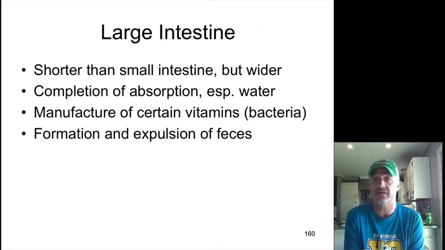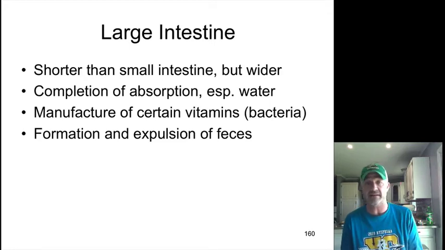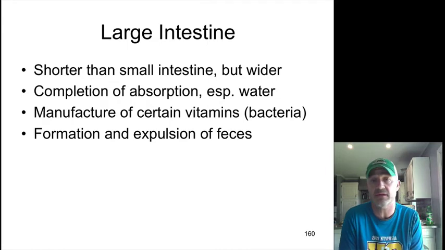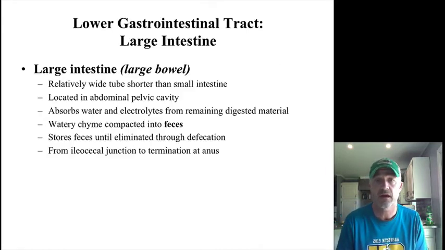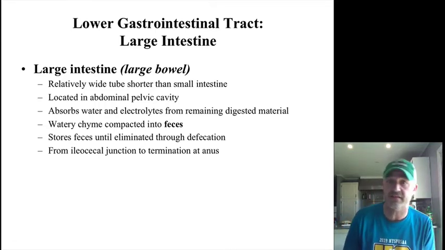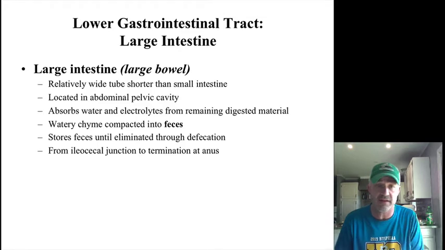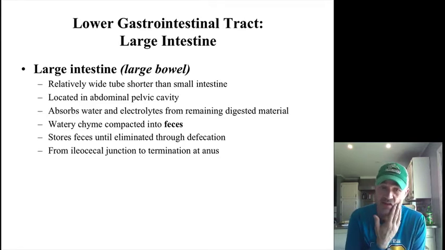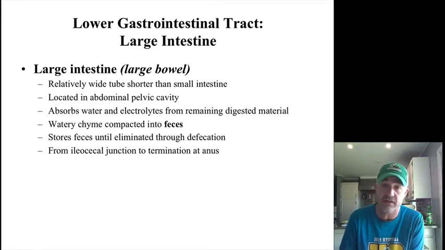There is certain digestion that takes place here in terms of materials, but it's bacterial digestion, and a lot of times we are absorbing some of that. And really, the main thing the large intestine does is packaging the feces for expulsion. And then again, this says a lot of the same stuff. You're absorbing water and electrolytes out of here. Everything else is compacted into feces, and everybody knows feces. So this is from the ileocecal junction to the anus.